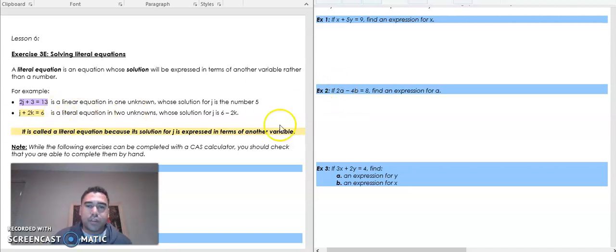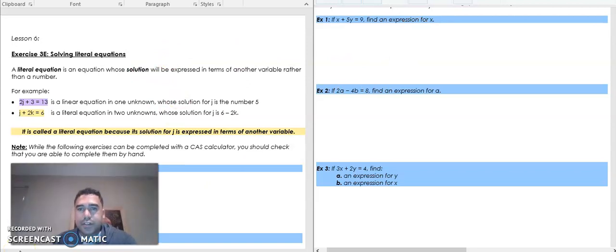So for the following exercises you can use your calculator. With the CAS calculator, you can check to see if you're able to compute that by hand. I can use my class-based calculator just to double check. So let's get to the first example over here.